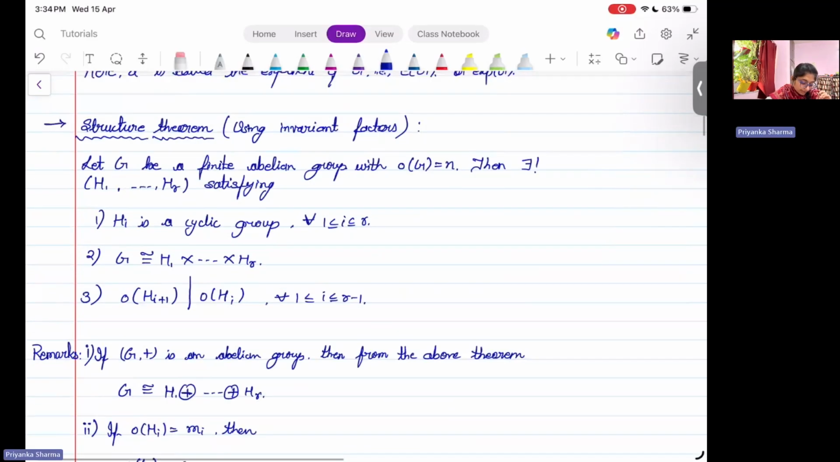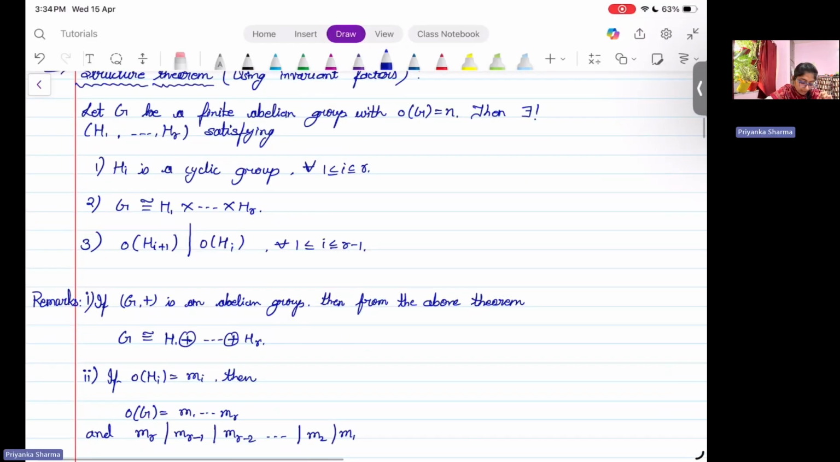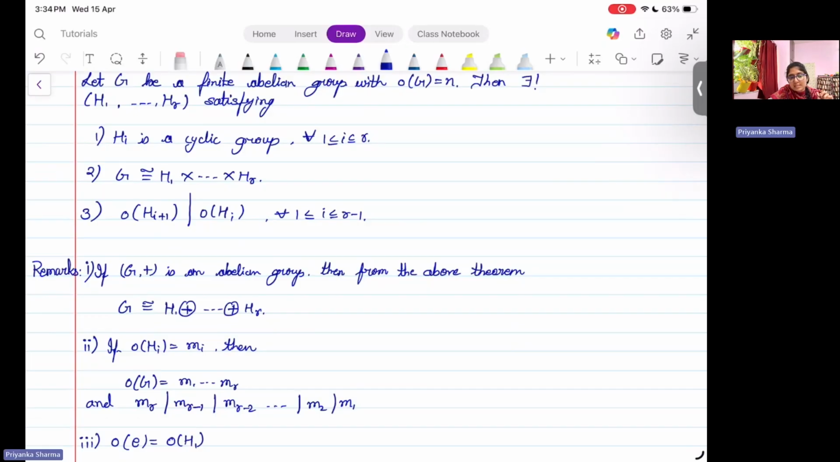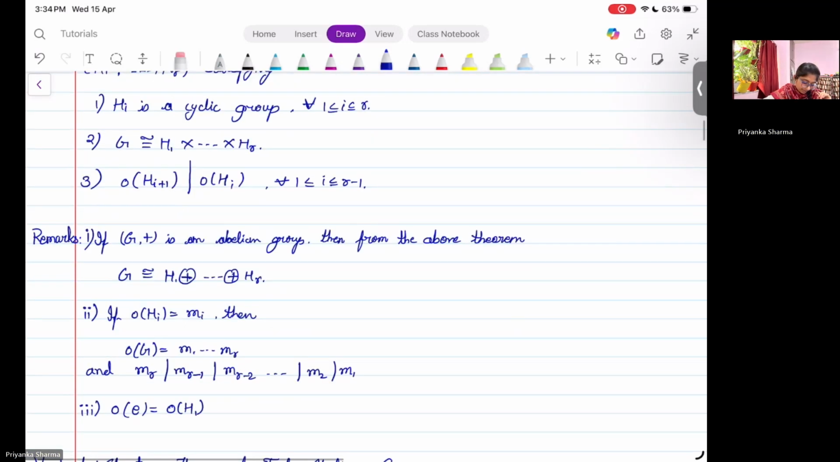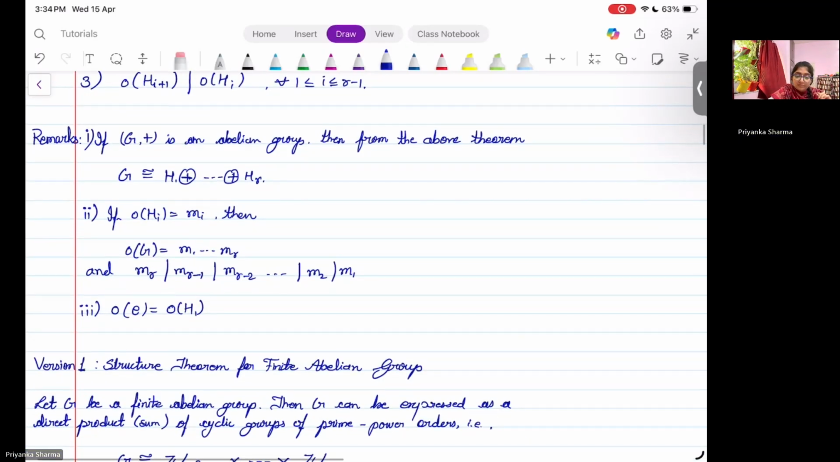So this version is for the direct product. If the finite abelian group is an additive abelian group, we can have an alternate version of this. Here, G can be written as the direct sum of Hi. Also, if the order of Hi is mi, then the order of G is the product of the mi, and mr divides mr minus 1, which divides mr minus 2, up to m2 divides m1. And the order of e is the order of H1.